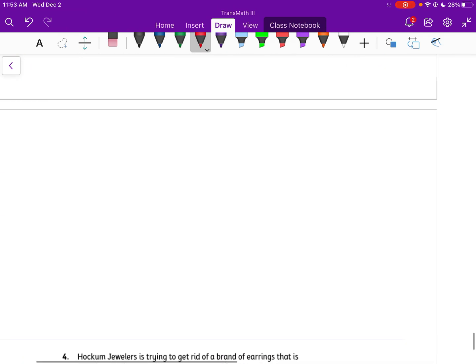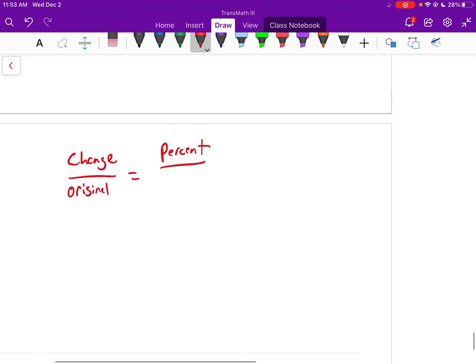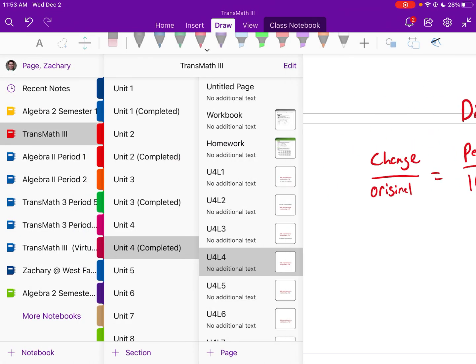So again, the big thing is that you are remembering the change in price over the original price is set equal to the percent over 100. So remember the second part of the proportion is representing the discount. So if it's a percent, you're going to do that. Or again, they can give you like that 1/3 off or 2/3 off, and that is representing your discount. So that is how you set up those proportions.